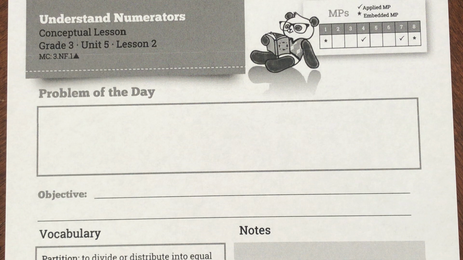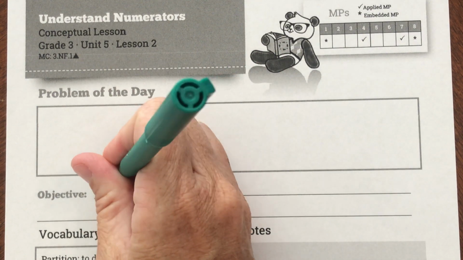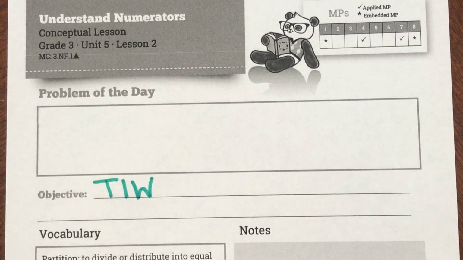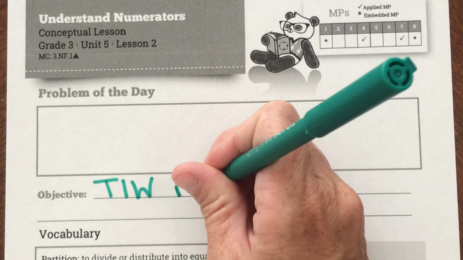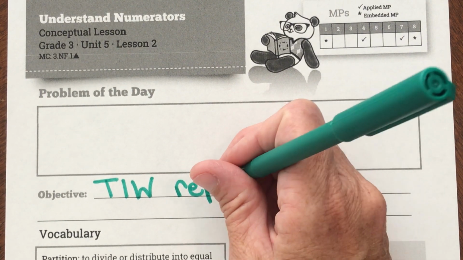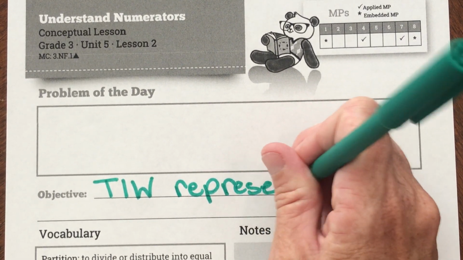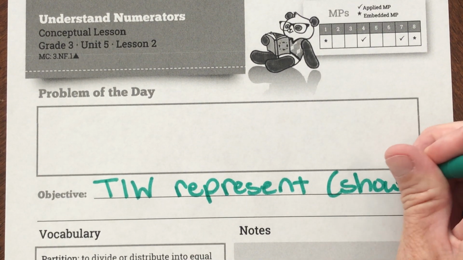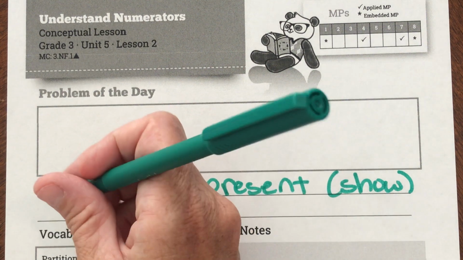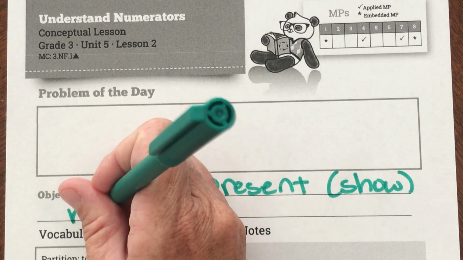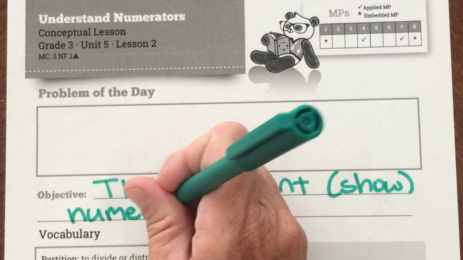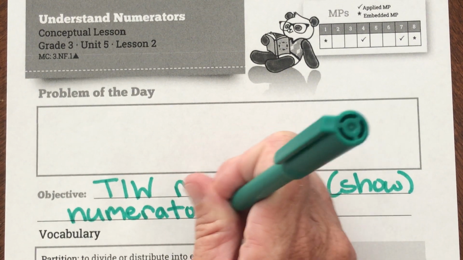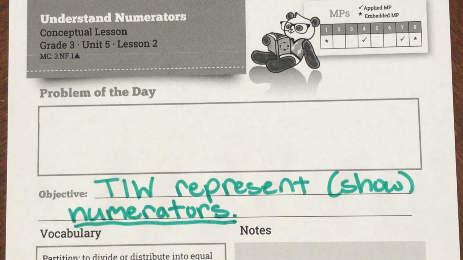Today we are on page 5 of your student journal, and our objective for today is, I will represent, which you remember from earlier means show, numerators. And numerators is our key word.